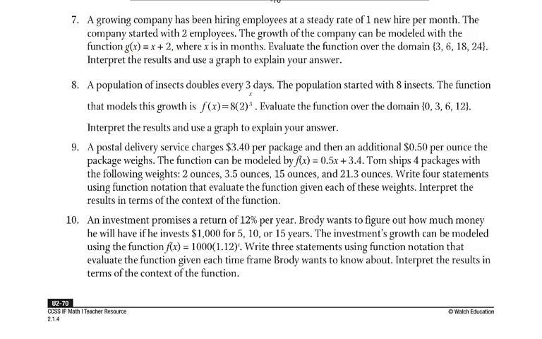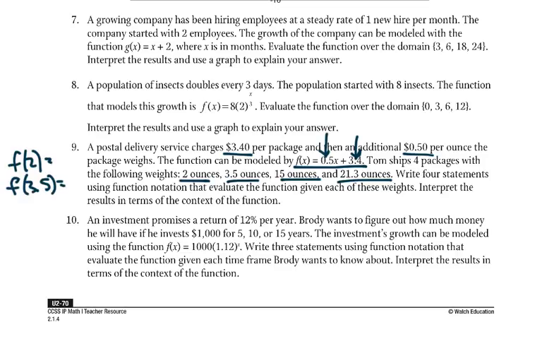Alright, number 9. A postal delivery service charges $3.40 per package, and then an additional 50 cents per ounce the package weighs. The function can be modeled like this: starting number 3.40, then we're adding 0.5 per ounce. Tom ships 4 packages with the following weights: 2 ounces, 3.5 ounces, 15, and 21.3. Write 4 statements using function notation that evaluate the function given each of these weights. Interpret the results in terms of the context. So what they want you to do is, basically, f of 2 ounces is equal to what number? f of 3.5 ounces is equal to what number?